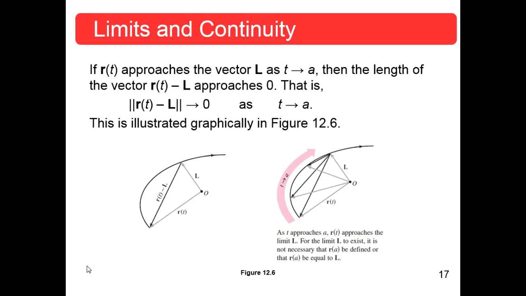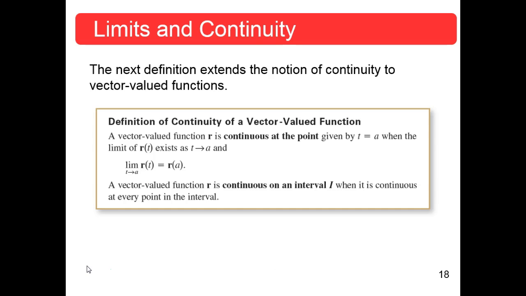So as t approaches a, r of t approaches the limit, vector L. For the limit L to exist, it is not necessary that r of a be defined or that r of a be equal to L. They just need to approach it. Okay? r of t may not even be defined. There may be a hole in the graph there, so it may not be defined there, but it just needs to approach it. All right, the next definition extends the notion of continuity to vector valued functions.